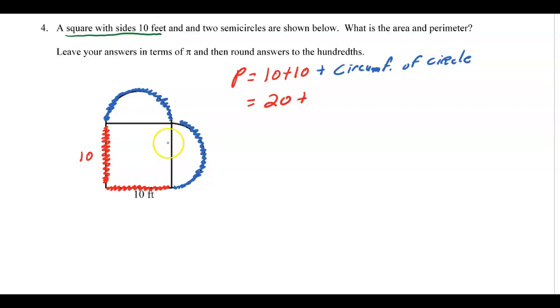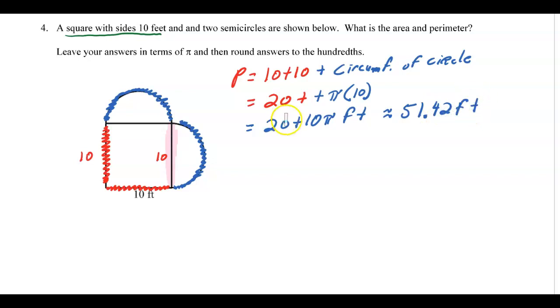And we know the diameter here, I'll highlight this in pink. We know the diameter is 10. So the circumference is plus pi times the diameter, which is 10. So the circumference is going to be 20 plus 10 pi feet. And if I want the decimal, I'll type that in my calculator. I'll get the decimal to be approximately 51.42 feet. So on the SAT, you might see 20 plus 10 pi. And then I also like the decimal answer that I highlighted in yellow.